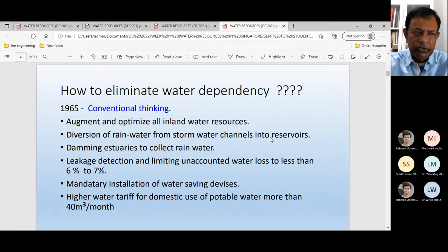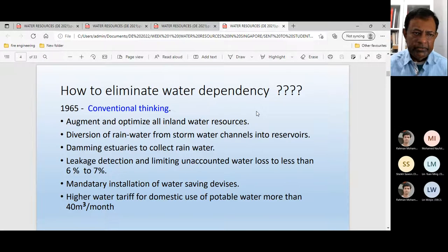So the question is how they want to eliminate, or possibly reduce, the water dependency. Actually, the alternate sources of water supply started off in 1965. At that time the membrane technology was not available. No one used membrane at that time. It was in the early stages of its development, so there was no technology available to adopt the membrane filtration process.